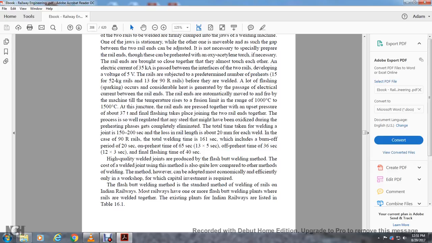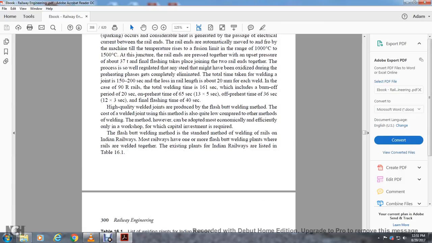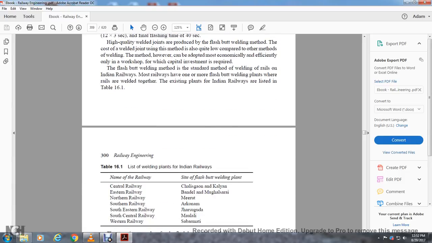This is the standard method of welding rails on Indian Railways. Most railways have one or more flash butt welding plants where the rails are welded together. The existing plants for the Indian Railways are listed in Table 16.1, list of welding plants in Indian Railways.